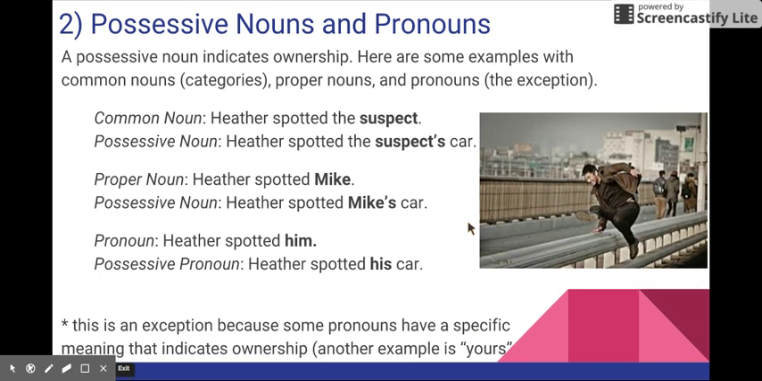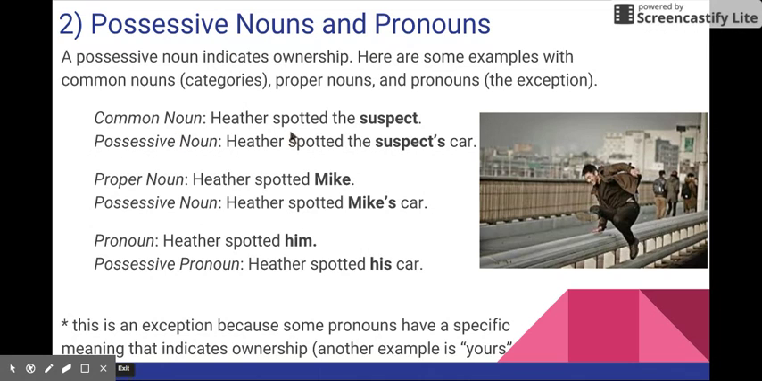Possessive nouns and pronouns. So I've got our suspect here. I've called him Mike to help us out. So a possessive noun, when we change a noun to make it seem like it's owning something in a sentence, it's different in every case. So we're going to look at common nouns, proper nouns, and pronouns.